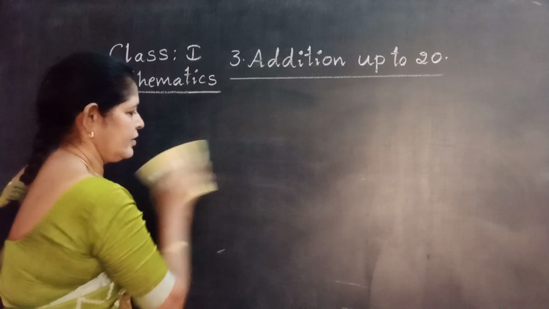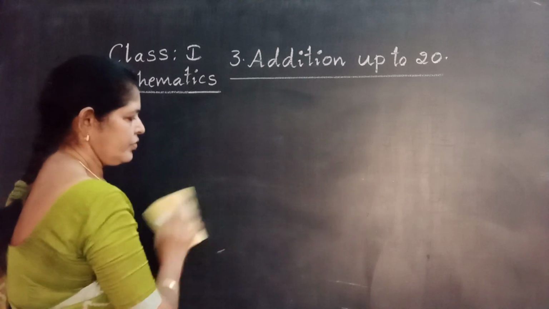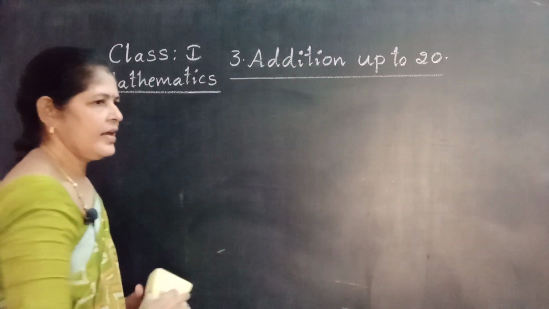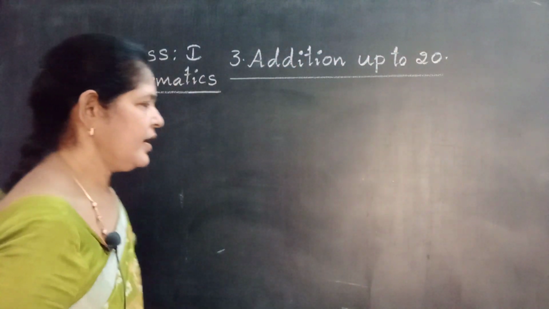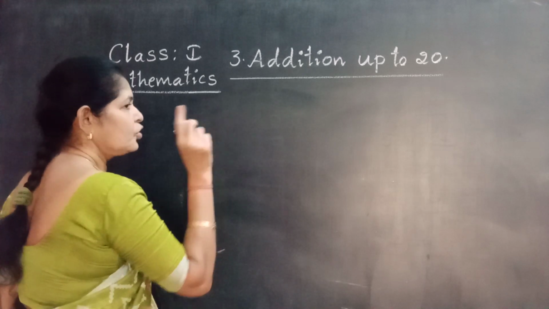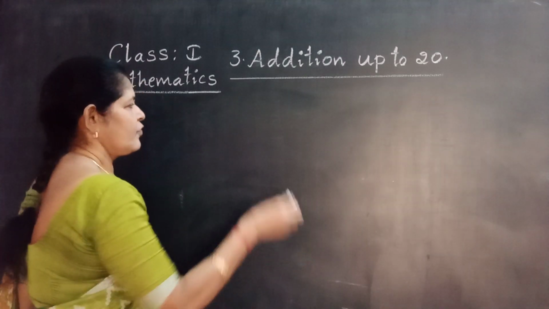Another one. Addition of 2 digit number with 1 digit number. Adding 2 digit number and 1 digit number. 2 digit, tens place and ones place.